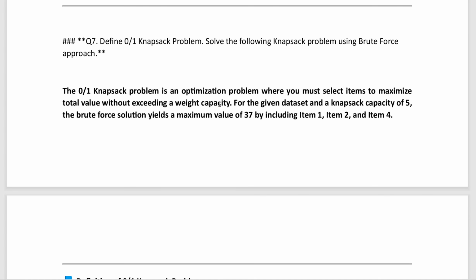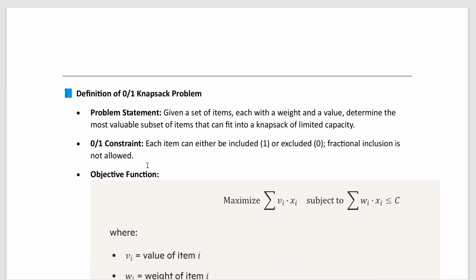The 0-1 knapsack problem is an optimization problem where you must select items to maximize total value without exceeding a weight capacity. For the given dataset and a knapsack capacity of 5, the brute force solution yields a maximum value of 37 by including item 1, item 2, and item 4. Right, so this is the final answer. We'll be solving it now step by step.